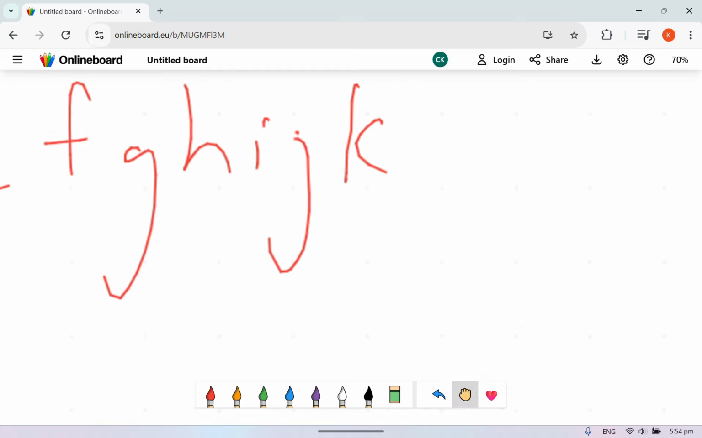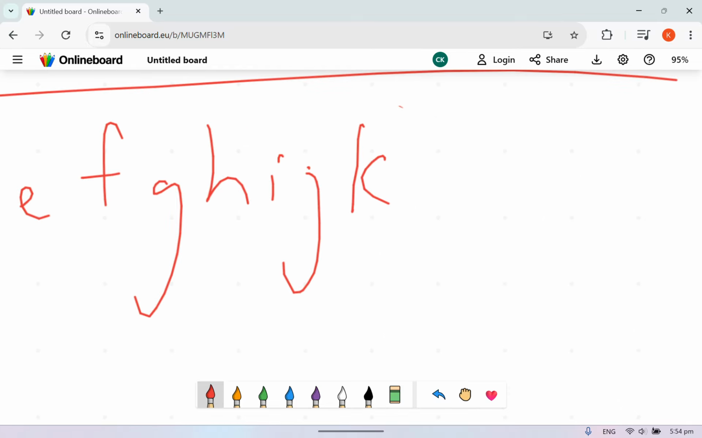You notice that it's alternating. This is odd placing, right? And odd placings are the ones which you have to do minus. Odd placings are the ones you have to do minus. So ultimately you're going to have to do minus K.